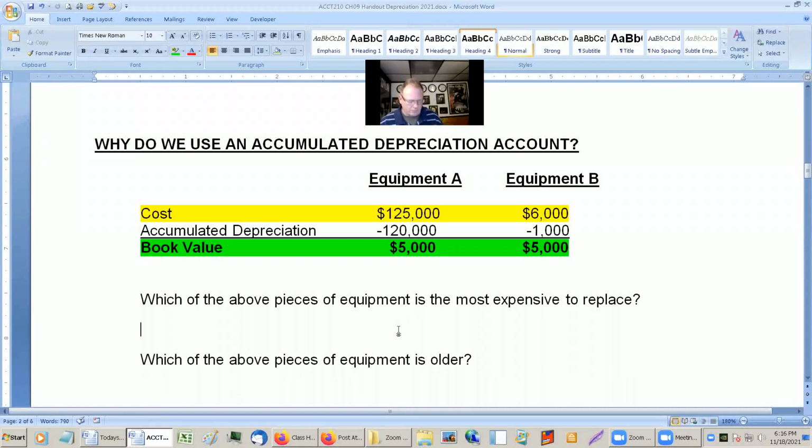That's expensive, so it depreciated more. Exactly. So B should be easier to replace than A.